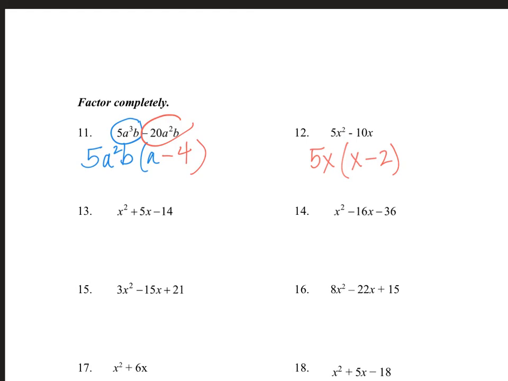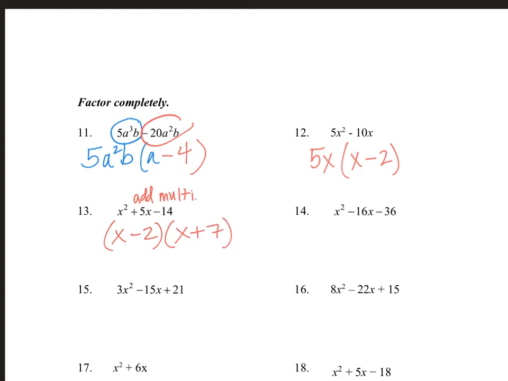For 13, we are going to factor, and so what you need to think of is what are factors of 14 that when I multiply them, I'm going to get negative 14, and when I add them, I am going to get positive 5. And so these numbers are negative 2 and 7. So how you're going to write this is x minus 2 and x plus 7. If you wrote it the other way around, that's fine.